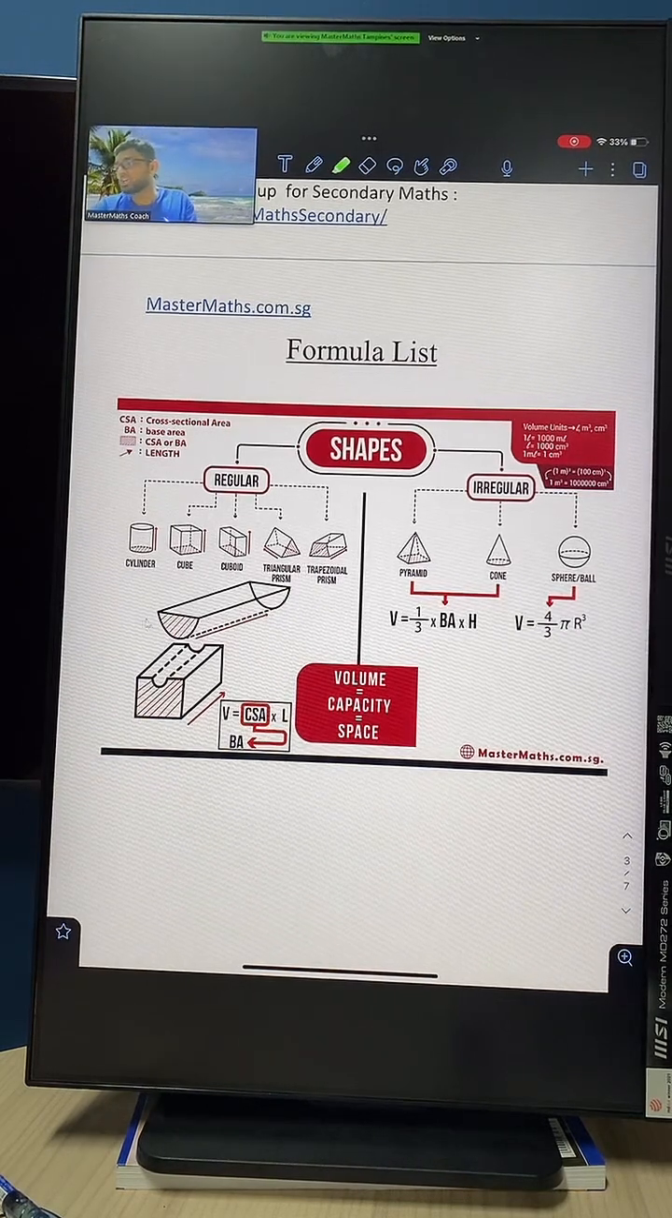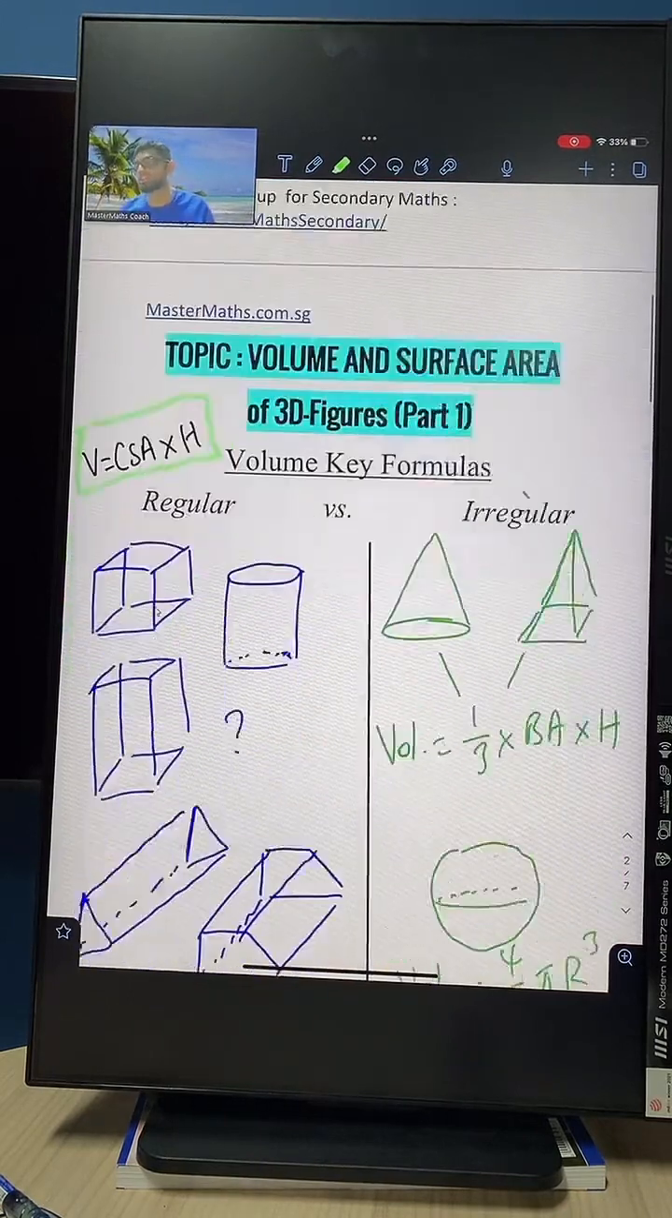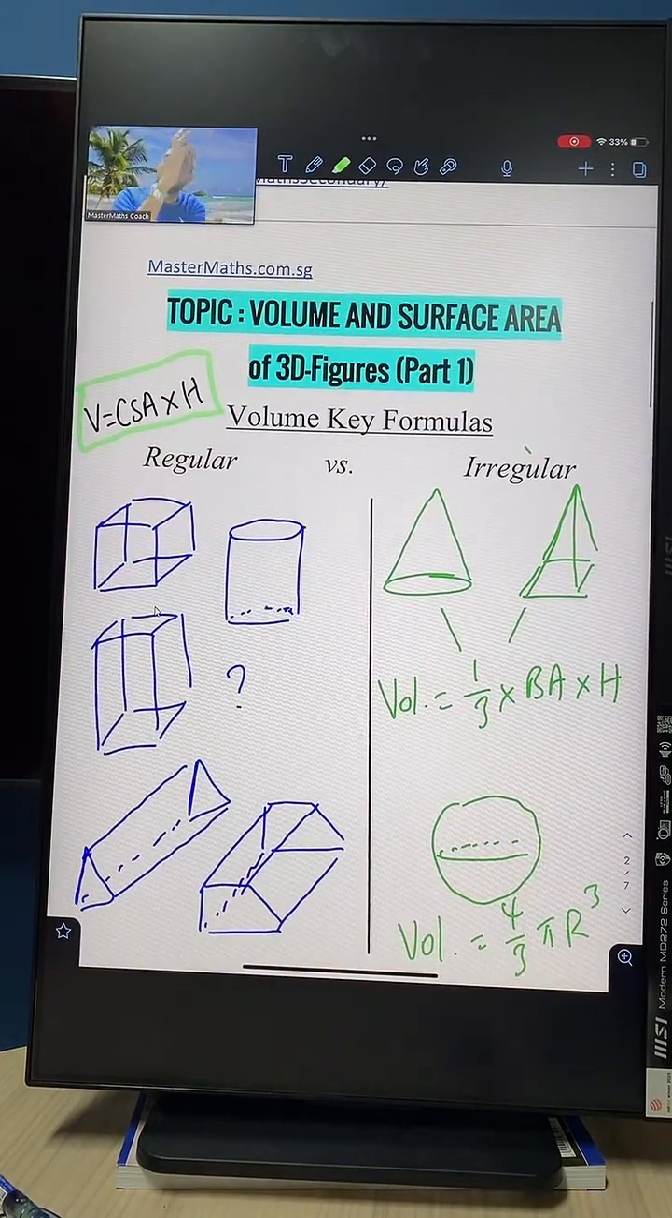So friends, thank you very much for your time today. I have completed the volume part 1 discussion. Today we discussed regular shapes. We also discussed irregular shapes. How do we find the volume of these items?